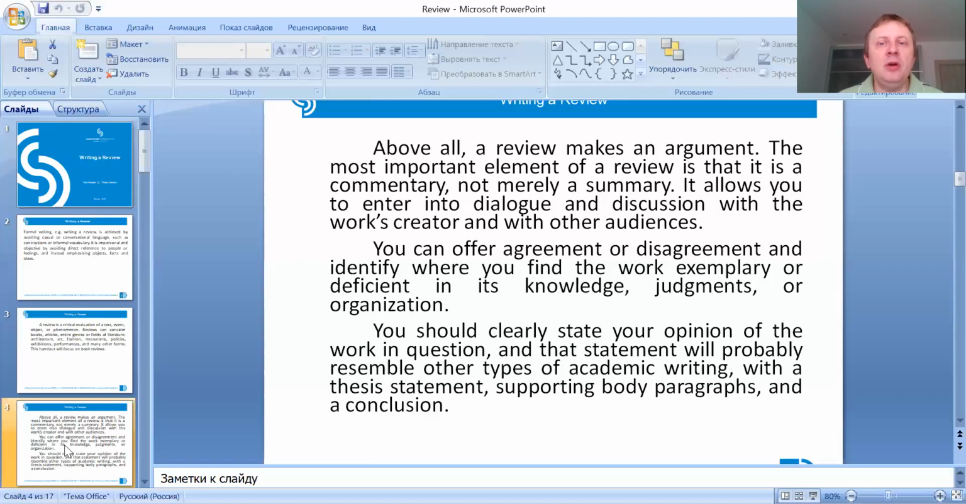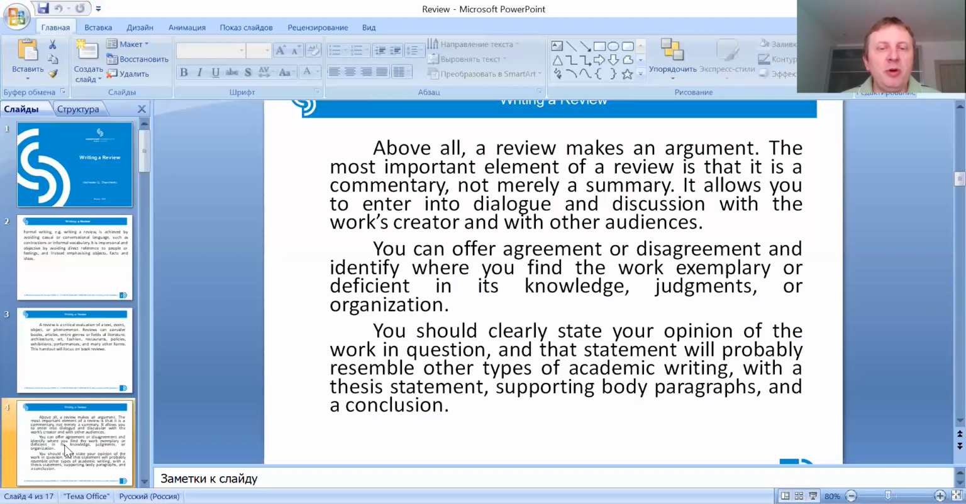Does the text give you enough knowledge? Yes. Is it organized well? Yes. What kind of judgment does it give? Okay. So this is what you usually think of when you write a review. Please pay attention that you should clearly state your opinion of the work in question. It means that you should express your opinion. As I've said, it's not a summary, it's a commentary.